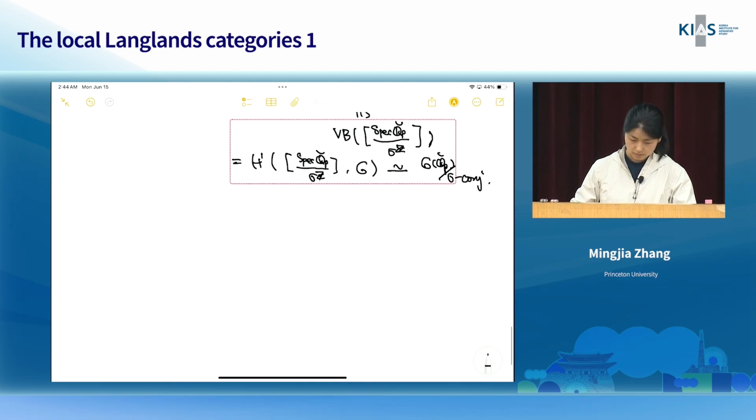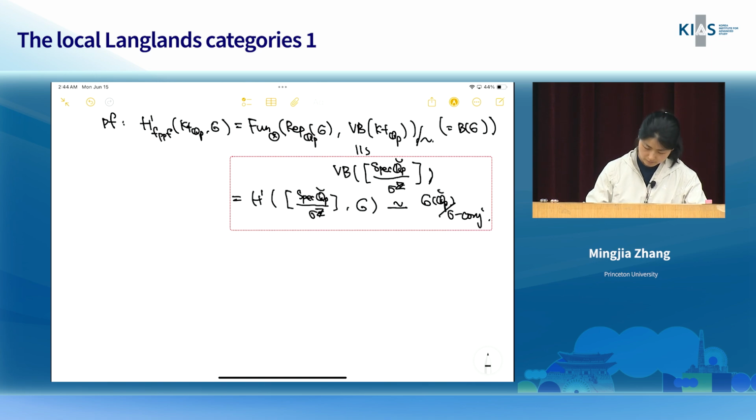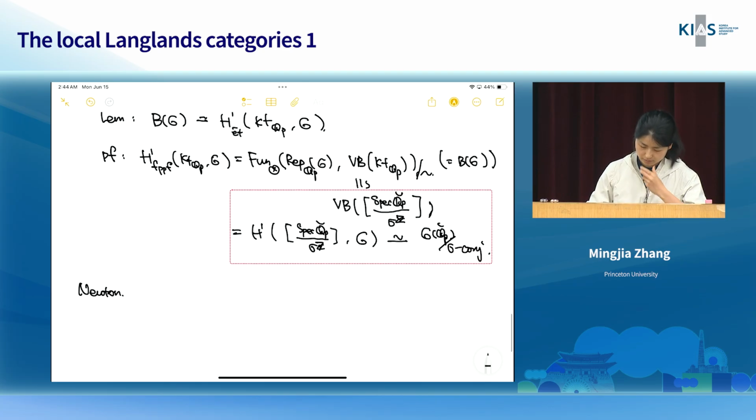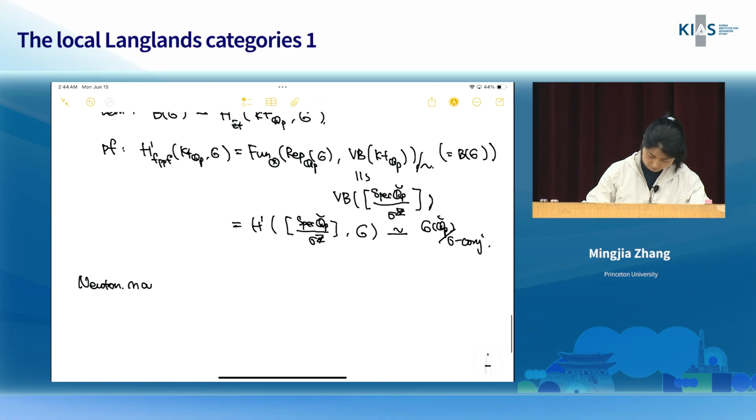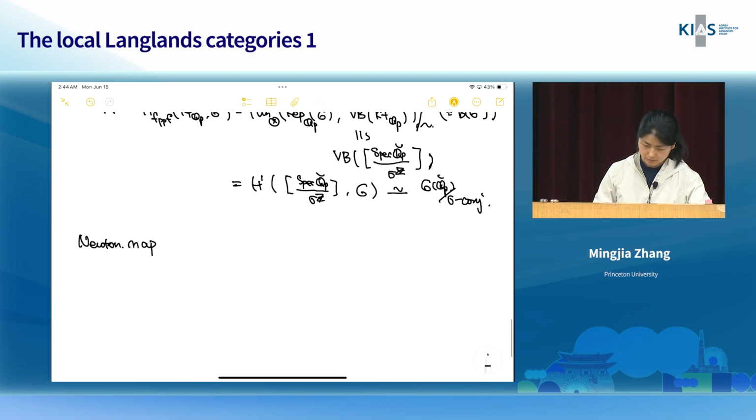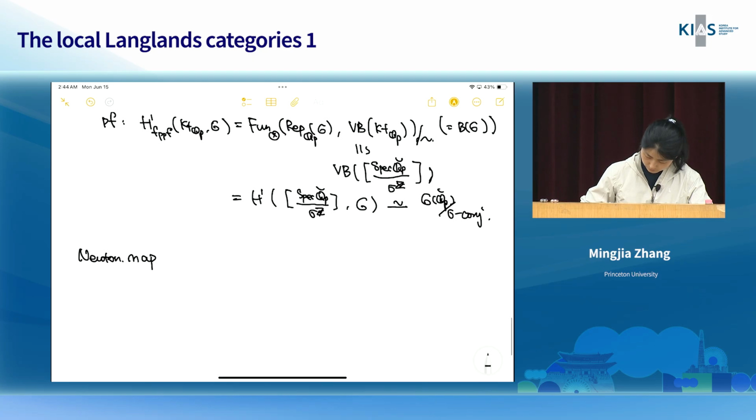Okay, so maybe the reason I decided to tell you this is because I think this gives a very nice construction of the Newton map and the Kottwitz map. So this is again exploiting the fact that we have this structure map from the Kottwitz gerbe to Spec Q_p, which is a torsor under the band D. So let's call this map f.